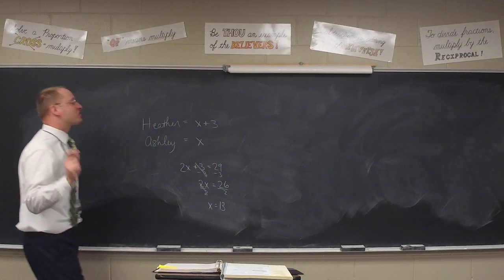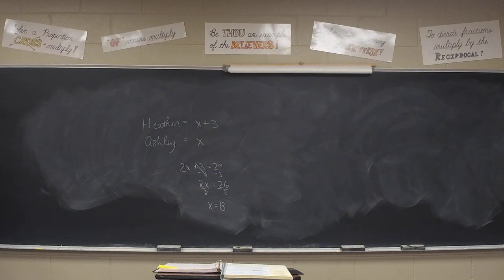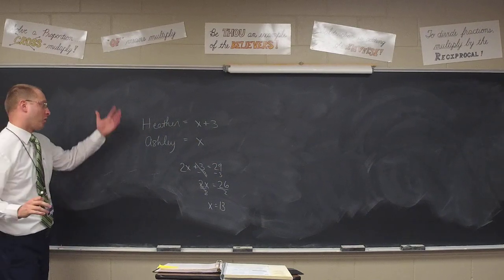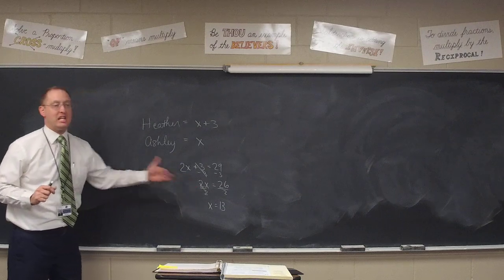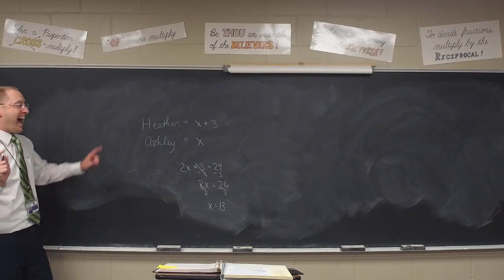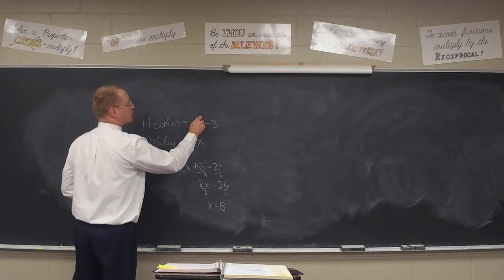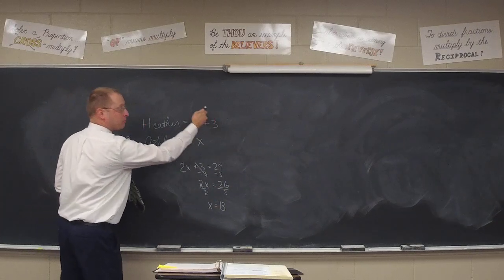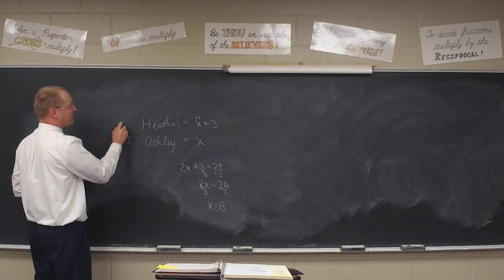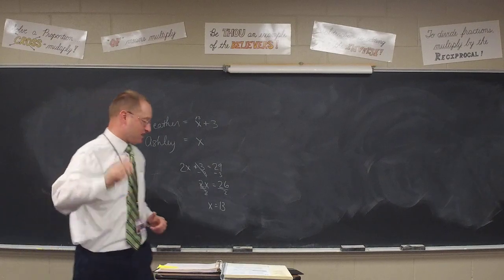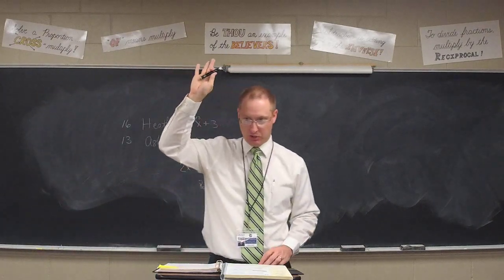All right, so here's the question: we're not done because we have to tell how old these girls are. Who is 13, class? Ashley, because Ashley's x is 13. Heather is x plus 3, so Heather must be 16 years old. How many had a 16-year-old Heather and a 13-year-old Ashley?